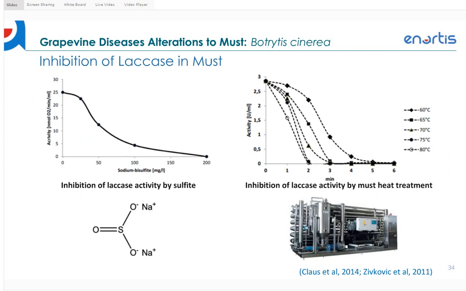So, different techniques for inhibiting laccase in must. Sulfur dioxide is a tool which can be applied, but as you can see, according to this graph, it requires very high quantities of sulfur dioxide. And here we have a curve showing the activity of laccase over time with different heat treatments. And 2 minutes at 80 degrees C was completely able to reduce the activity of laccase. So any sort of thermovinification or heat treatment to must would be a good option for must infected with botrytis.